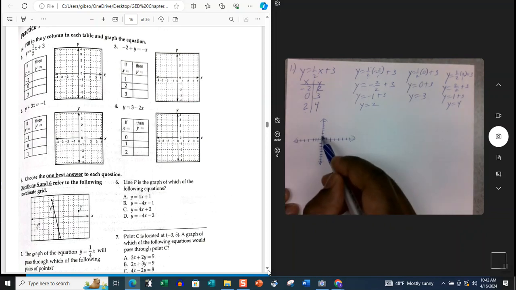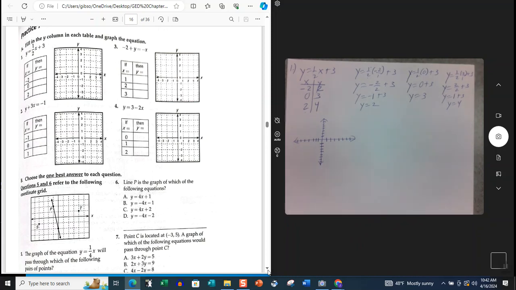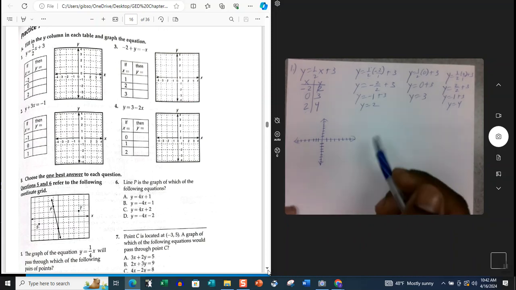Here on the y-axis, 1, 2, 3, 4, 5, 6, 7. And then down here on the y-axis, we got -1, -2, -3, -4, -5, -6, -7. And I guess I could just leave that -8. That's fine. Okay, so now we graph.